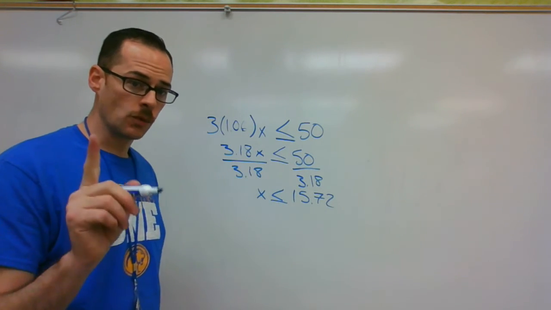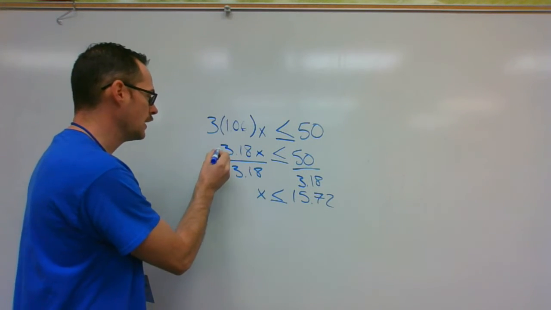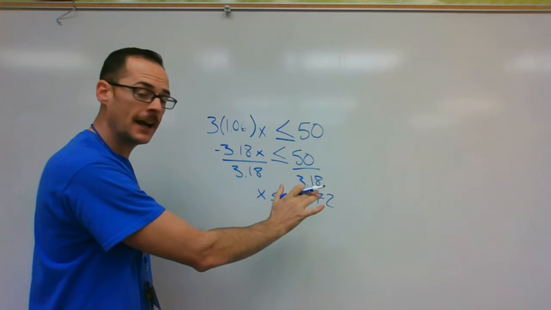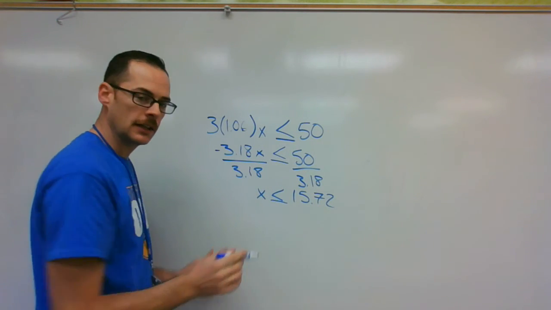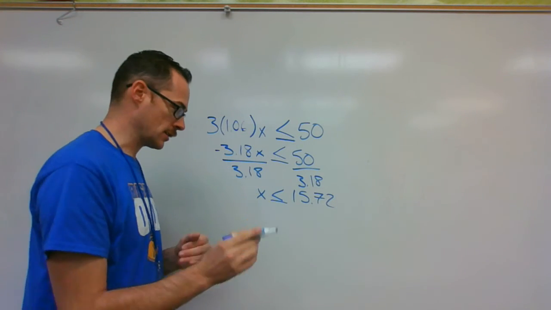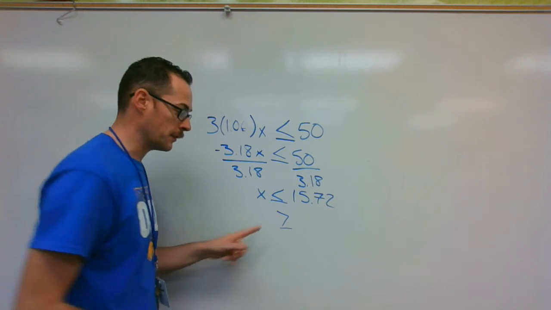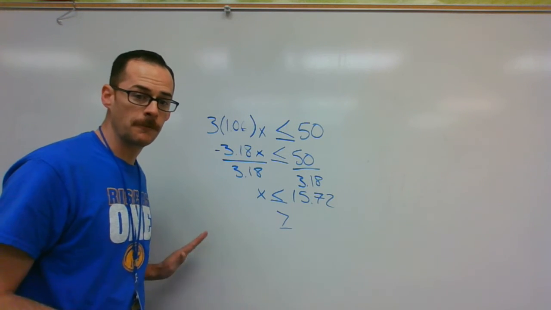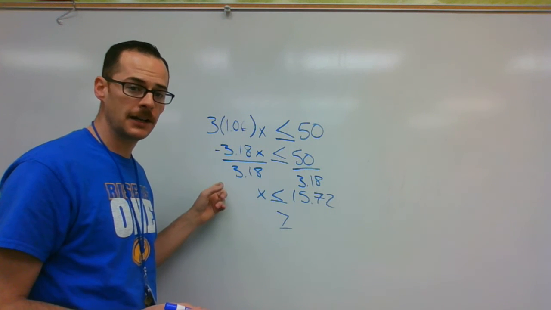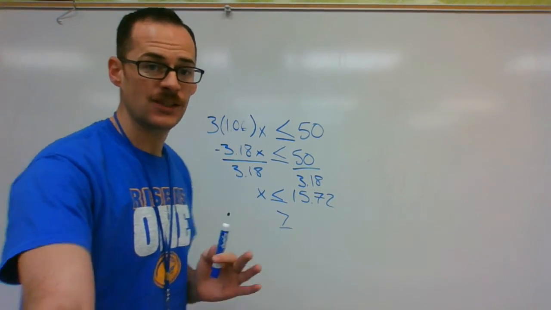Now, also, one other thing. If you happen to have a negative here, if you multiply across or divide across, now in this situation we're not, but if we were to multiply across or divide across, we would have changed the sign. We would have flipped the sign the other way. Anytime you multiply or divide by a negative, you flip that sign. Okay? That is really important.